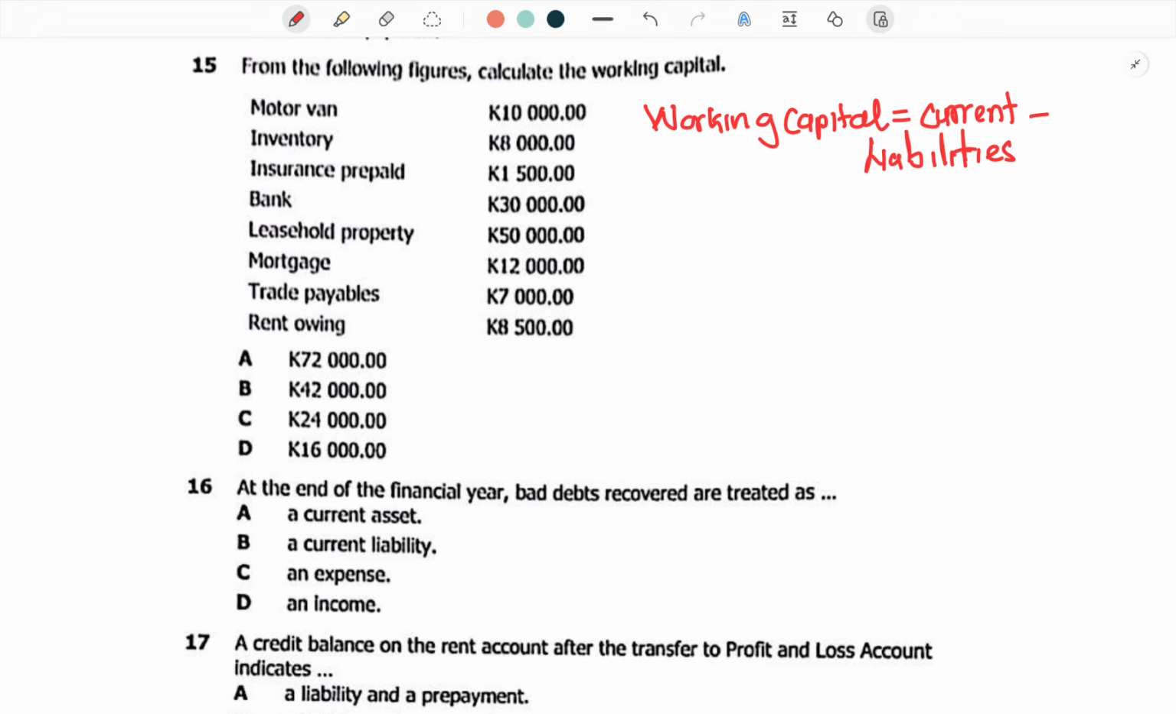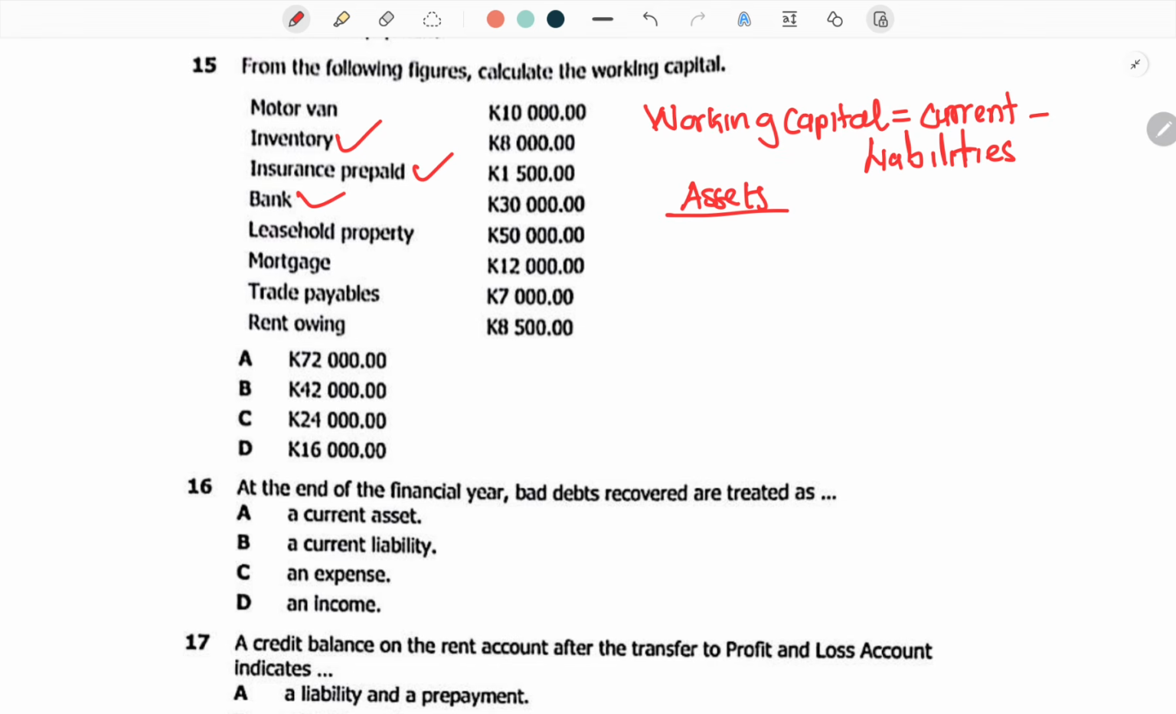So working capital is actually equal to your current assets, of course, minus your liabilities. So of course you just have to take note of your current assets, not non-current assets. There are current assets and non-current assets. So in this case, let me check, this one is a current asset. Okay, this one is a current asset. This one is also a current asset.